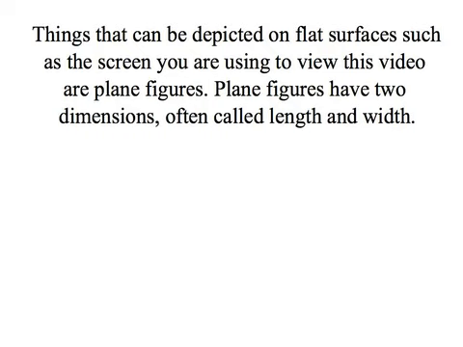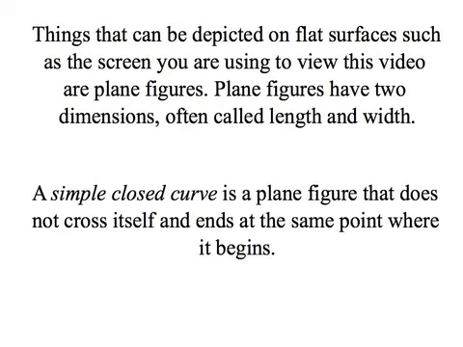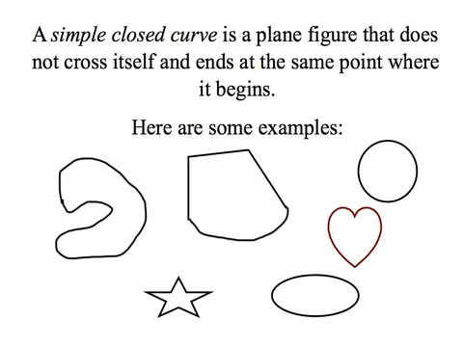Things that can be depicted on flat surfaces, such as the screen you are using to view this video, are plane figures. Plane figures have two dimensions, often called length and width. A simple closed curve is a plane figure that does not cross itself and ends at the same point where it begins. And here are some examples.